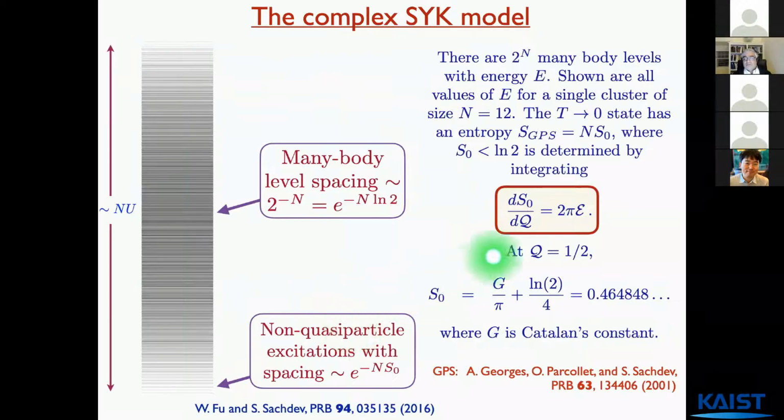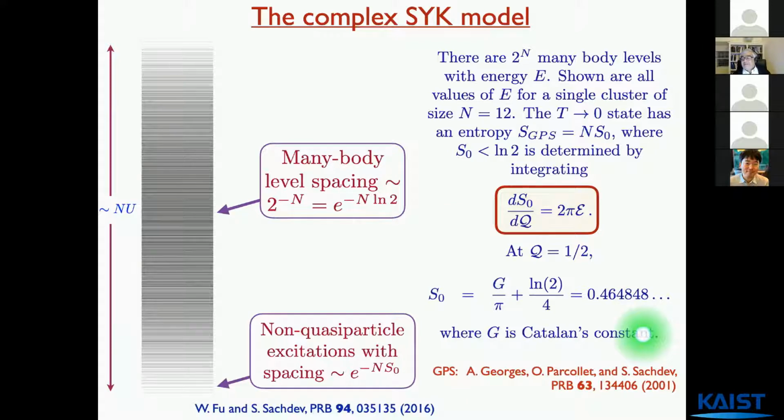So if you do that, what does it give you for S0 at, say, Q equals 1/2? Well, you just integrate from Q equals 0. And certainly at Q equals 0, it's an empty system. The entropy has to be 0. You just integrate that. You know how E depends on Q from the Luttinger relation. And you get this bizarre number of 0.46848. That is the entropy of this SYK model at half filling.